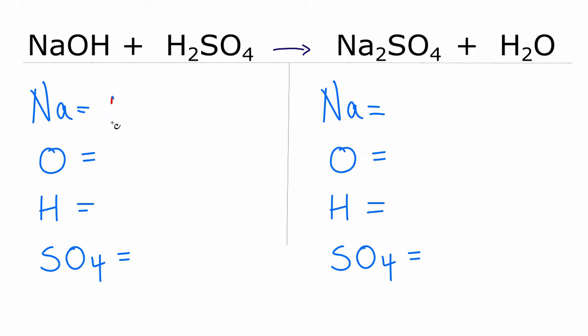So I have sodiums, one; oxygens, I have one of those; and then hydrogen, I have one hydrogen here, plus the two hydrogens here, so I have three hydrogen atoms. And the sulfate, SO4, I have one of those.